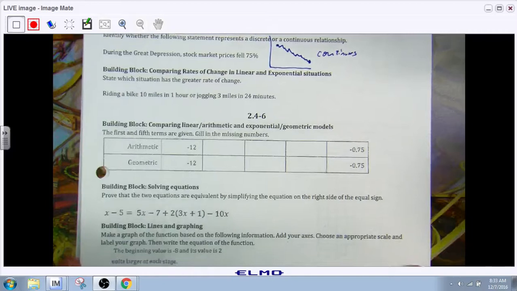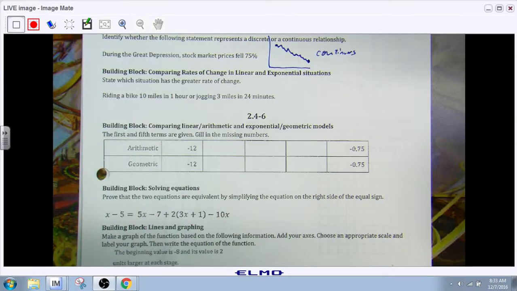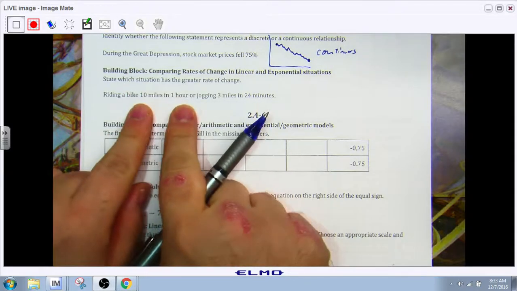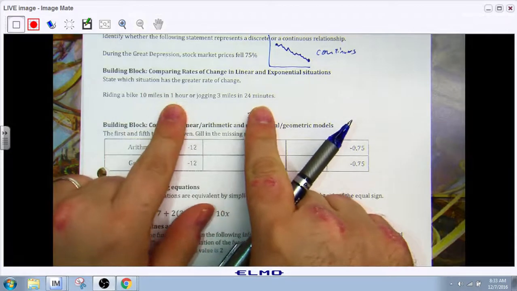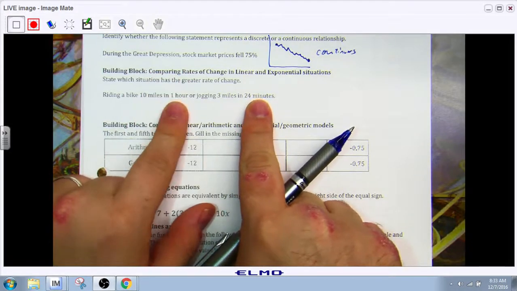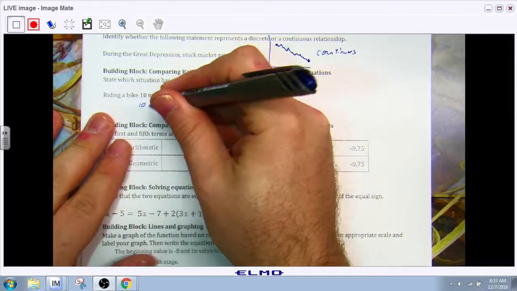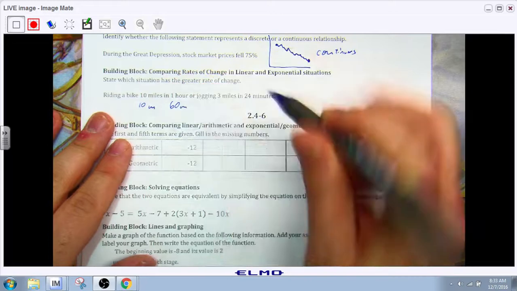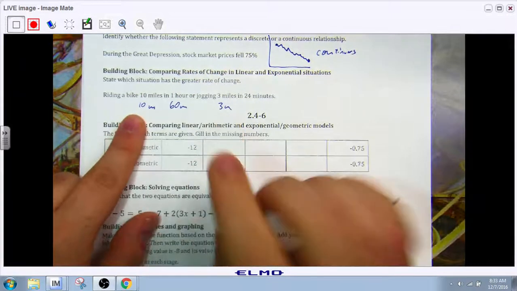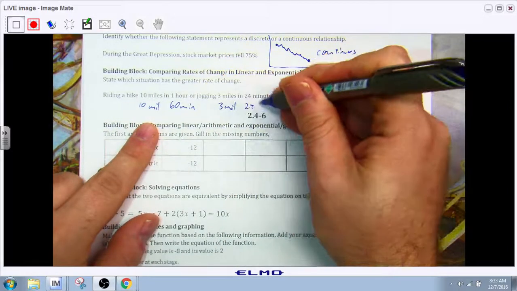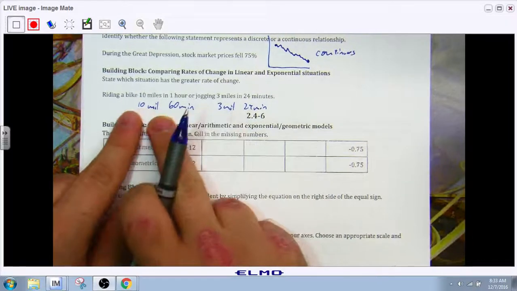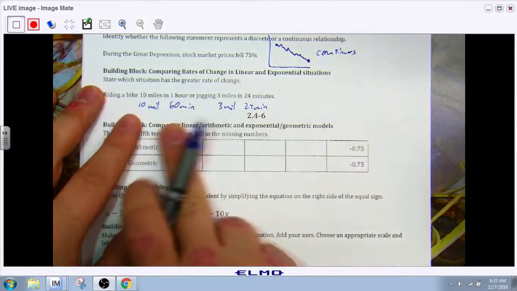Let's move on up. All right, building block: comparing rates of change in linear and exponential situations. State which situation has the greater rate of change: riding a bike 10 miles an hour or jogging 3 miles in 24 minutes. So we have a problem with our units. We're comparing hours to minutes. 24 minutes is not more than 1 hour. So the first thing I'm going to do is turn this to 10 miles in 60 minutes so that I'm comparing miles to miles, 3 to 10, and minutes to minutes. I was writing M, and that didn't make sense because I had miles and minutes. That wasn't a good way to do it. So this is my comparison.